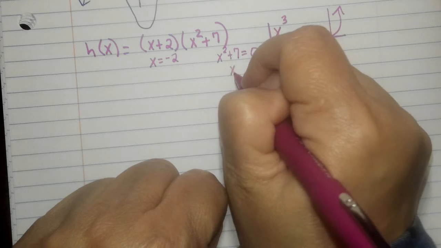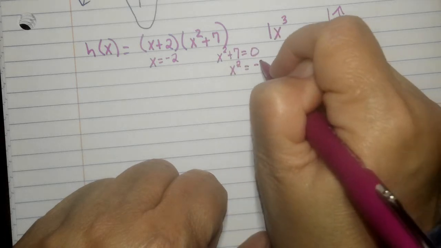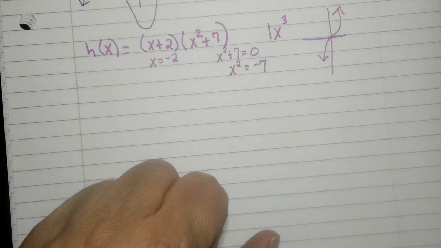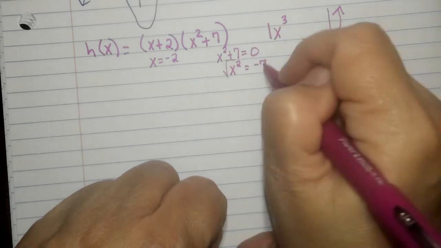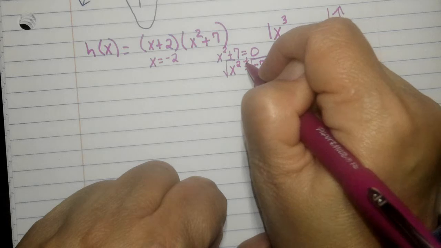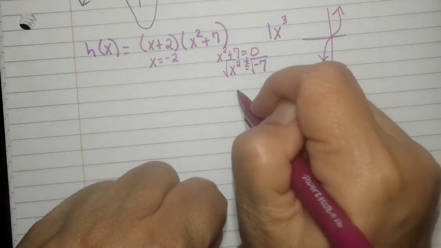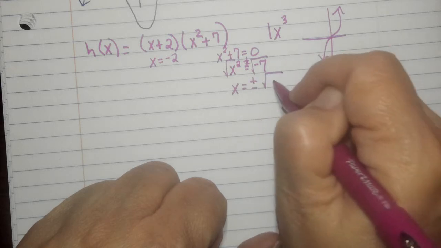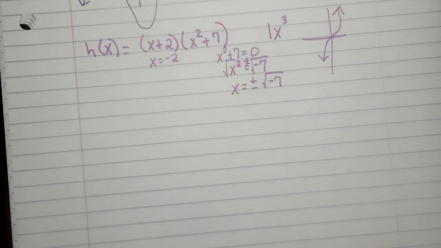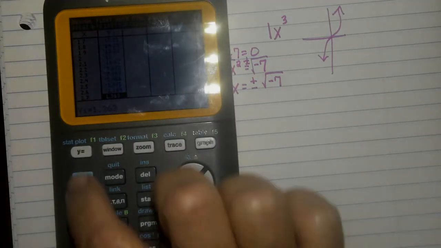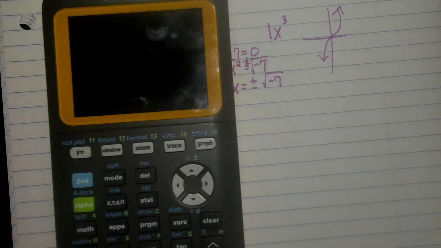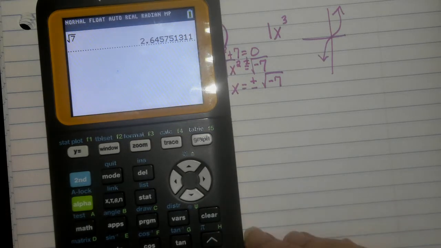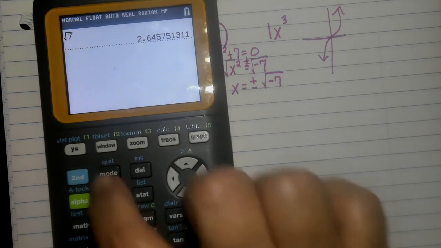And then I'll subtract 7 from both sides. And then I'll take the square root of both sides, putting a plus or minus in there. So now x is going to equal plus or minus the square root of -7. All right, let's go back to our calculators. Home screen. Sorry, I turned it off. And let's press square root of -7.